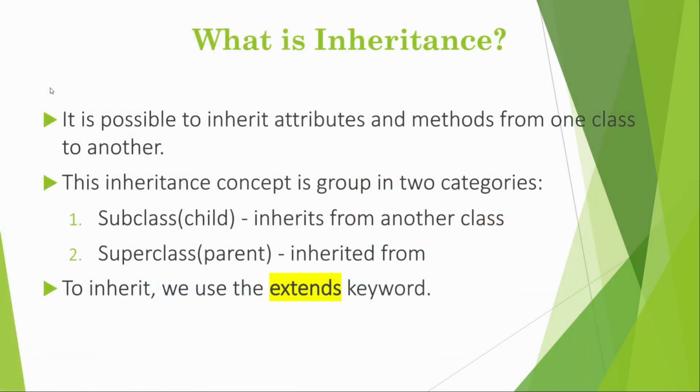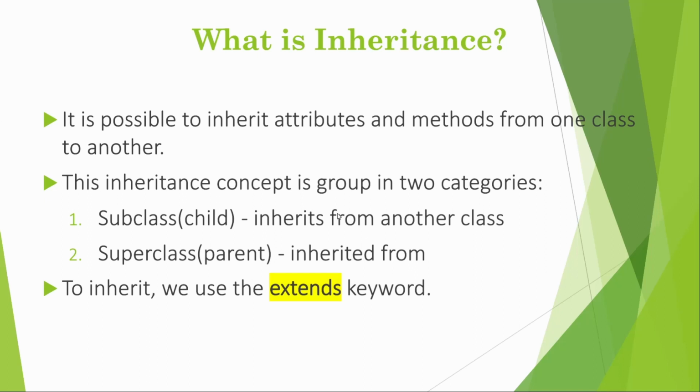So inheritance is the ability of one class to inherit capabilities from another class in Java. For example, a real life example would be human itself. Like we inherit properties from our parents. It is possible to inherit attributes and methods from one class to another.